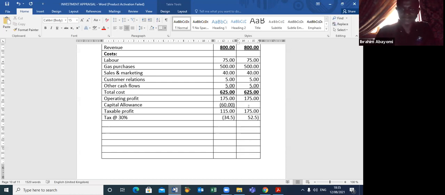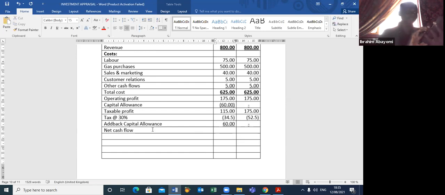The moment you are done with your tax, what do we need to do? We need to go and add back the capital allowance. So capital allowance is 60.00. Here we don't have capital allowance. So this will give me my net cash flow.